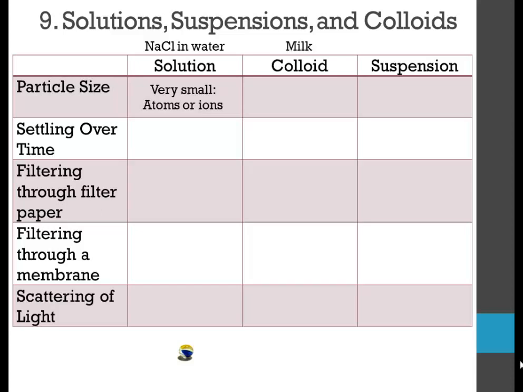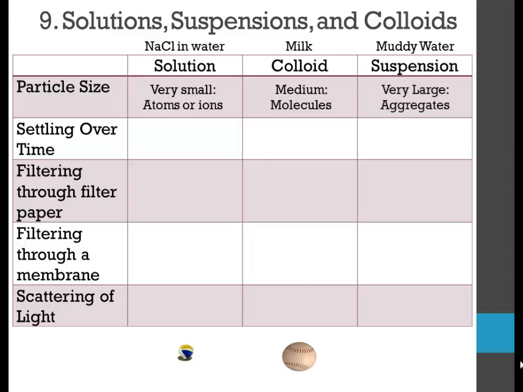Next is a colloid, and an example of a colloid would be milk, fog, and air. These are examples of colloids. So these particles are going to be a little bit bigger. So think of molecules like sugars present in milk or fat molecules present in milk. So comparatively, these particles are a little bit bigger. You can think of them as being like the size of a softball. A suspension would be like muddy water. So these particles are very large. They're aggregates of many molecules stuck together. So you can think of them comparatively as being the size of a basketball.